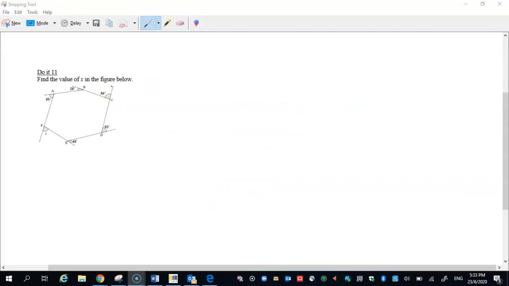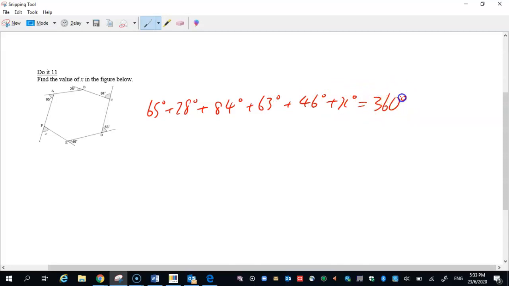Likewise for Do It 11, we have the same thing. We have 65 degrees plus 28 degrees plus 84 degrees plus 63 degrees plus 46 degrees plus x degrees equals 360 degrees. Therefore x degrees will just be equal to the subtraction of this entire value here. So the answer is 74 degrees. And that's about it.